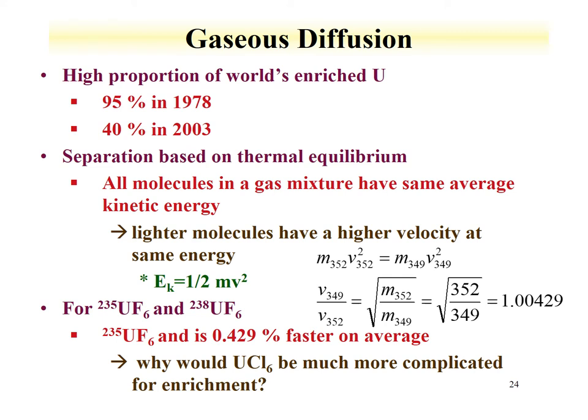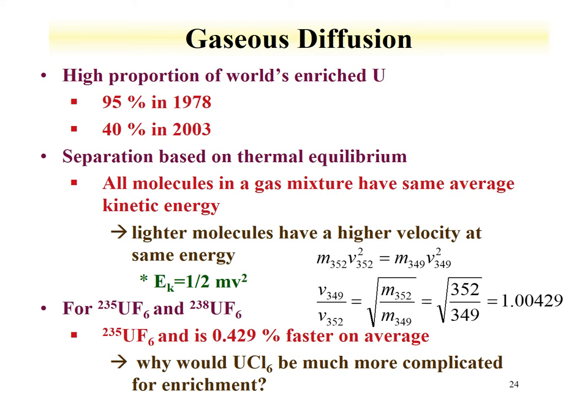Gaseous diffusion is based upon thermal equilibrium. If all molecules in a gas mixture have the same average kinetic energy, 1/2 mv², then the isotope with the lighter mass will have a higher velocity on average. Uranium-235 hexafluoride is about 0.4% faster on average than uranium-238 hexafluoride.